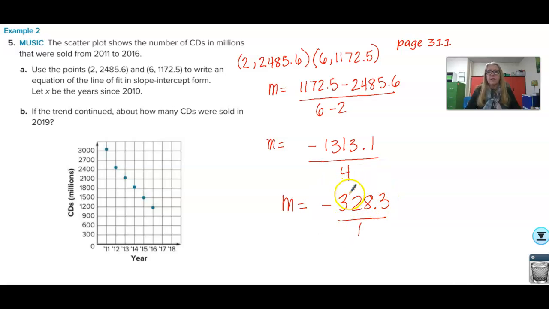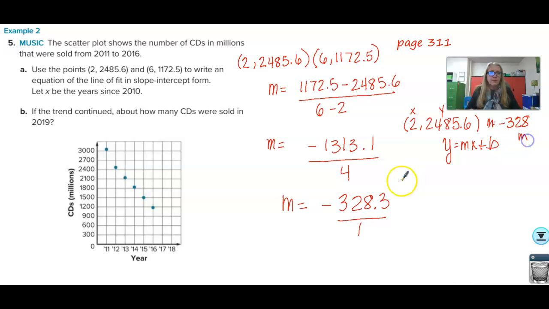Now they want us to write an equation of the line in slope-intercept form. Well, we have a slope and we have two points, but we don't have a y-intercept. So let's use the point (2, 2,485.6) and our slope of negative 328. Let's just go with negative 328. And we're going to do y equals mx plus b.